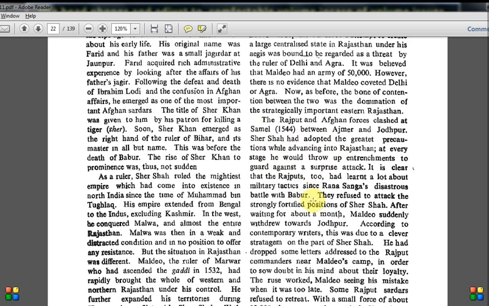In the Battle of Sammel, they refused to attack the strong fortified positions of Sher Shah. After waiting for about a month, Maldio suddenly withdrew towards Jodhpur. According to contemporary writers, this was due to a clever strategy on the part of Sher Shah. He had dropped some letters addressed to Rajput commanders near Maldio's camp in order to sow doubt in his mind about their loyalty. So a lot of internal politics was also happening, like writing letters to commanders, so the people are confused about who is with them or against them. That kind of political tactics was going on between these two people.